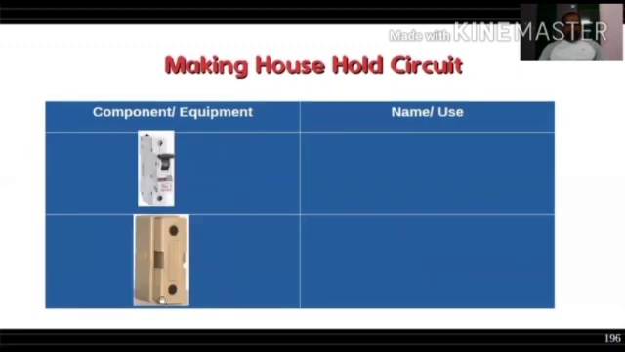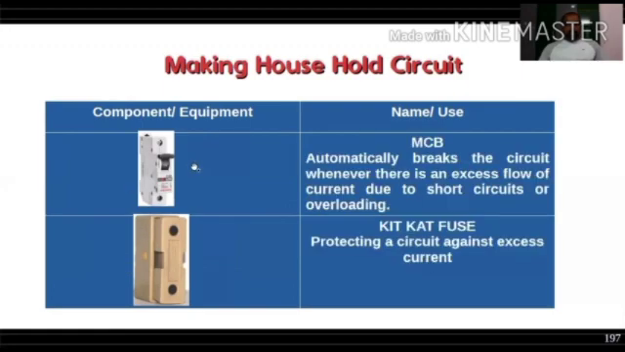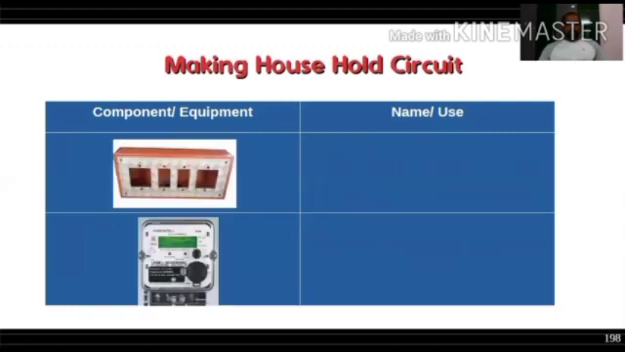Then MCB and KitKat fuse. These fuses are also known as KitKat fuse. MCB, miniature circuit breaker. MCB automatically breaks a circuit whenever there is an excess flow of current due to short circuits or overloading. KitKat fuse protects a circuit against excess current. If excess current comes, it melts and breaks. We have studied MCB, KitKat fuse, etc.